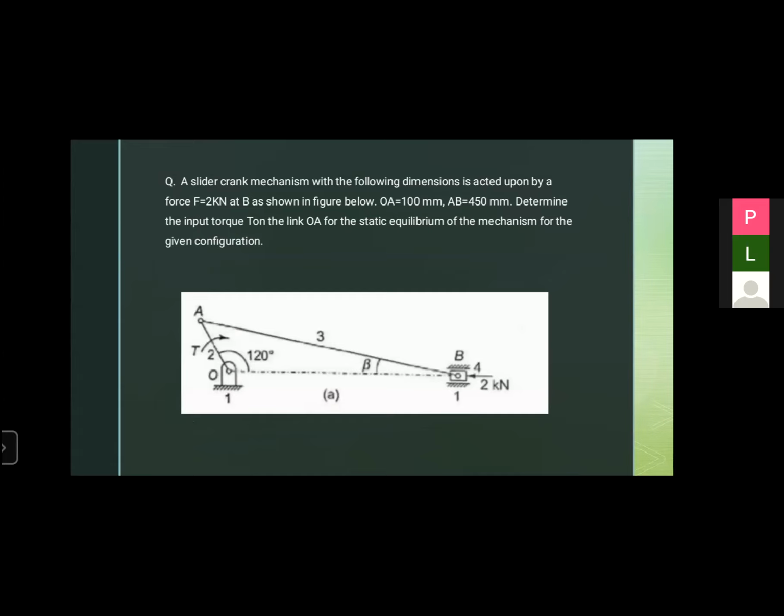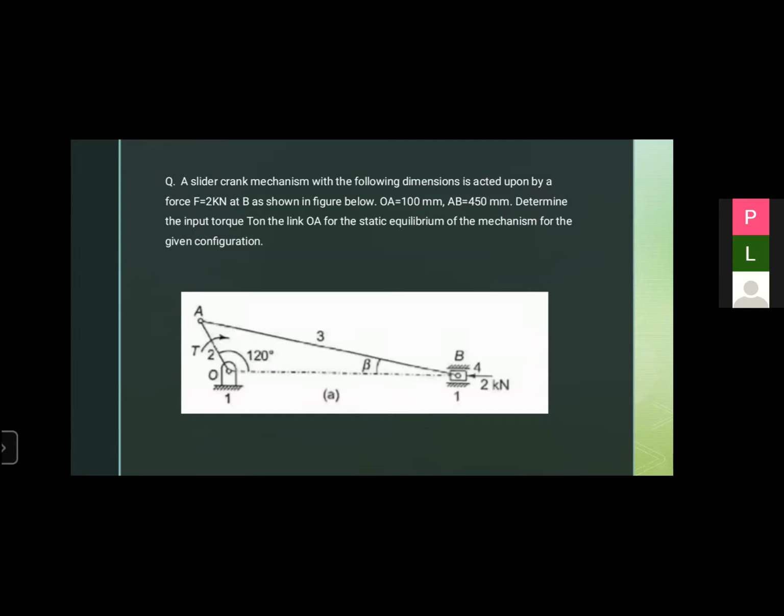In this problem, a slider crank mechanism with the following dimensions is acted upon by a force F equal to 2 kilonewton at B as shown in the given figure below. OA is equal to 100 millimeter, AB is equal to 450 millimeter. Determine the input torque T on the link OA for the static equilibrium of the mechanism for the given figure. So the figure is given and we have the links 1, 2, 3, and 4.